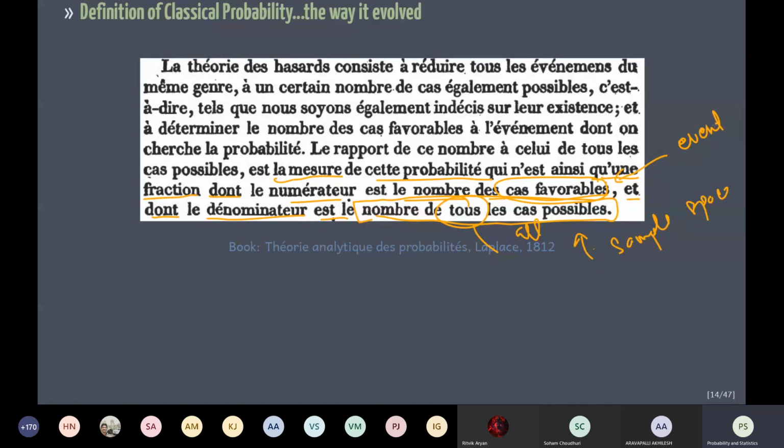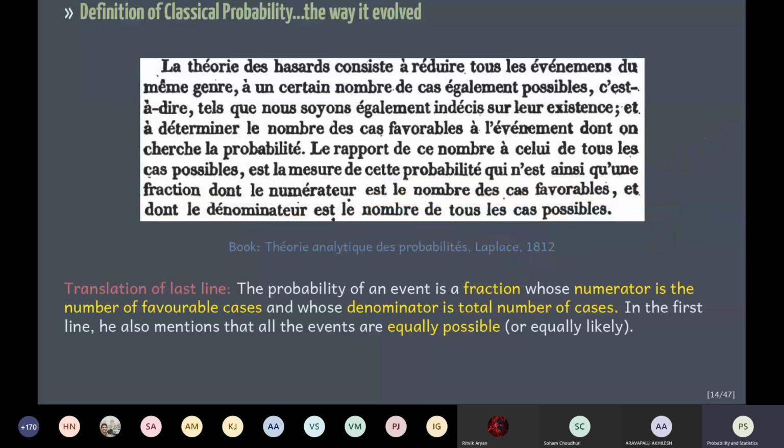Okay, so from here we can already decode what he is trying to say. The probability of an event, the way he is defining it, is the cardinality of A divided by the cardinality of the sample space. In set theory terms, that is the number of favorable cases over all the possible cases. This is what Pascal concretely writes. Cardano was a little bit vague, but almost there. So this is the translation of the last line.